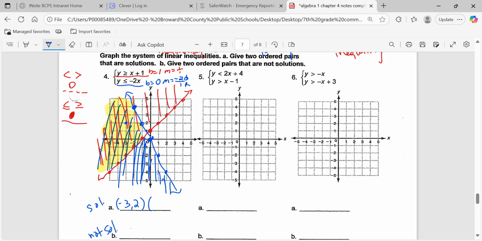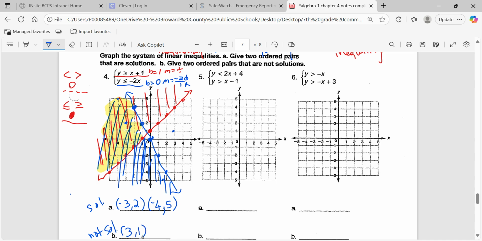I could pick any two, maybe negative 4 and 5 up here. That works. So negative 4 and 5. That's just one solution. Ones that would not be solutions would be anything here in the red, because it wouldn't work for both, anything in the blue, or anything over here in the white area. So maybe I have 3, 1.